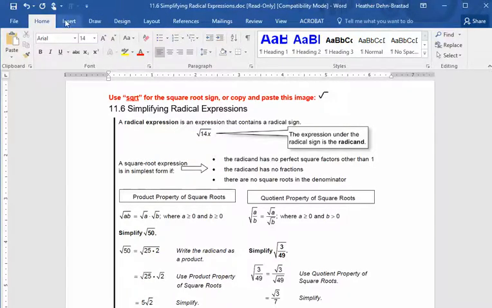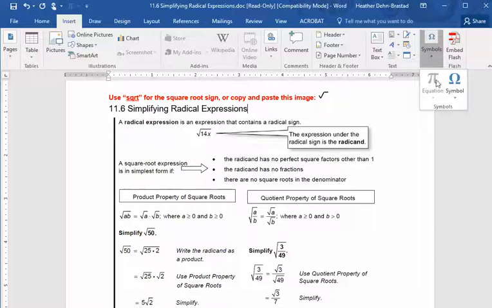In order to do that, you can either copy and paste this little image, or you can go to Insert, Symbols, and find a square root. Let's see, here's one here. It's only the first part of the square root. Or you can just write SQRT for square root. That works well when you're typing.